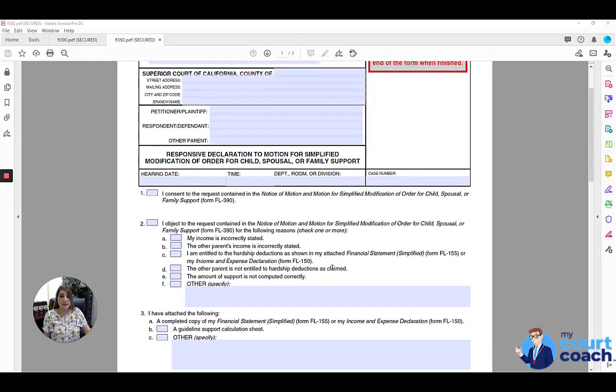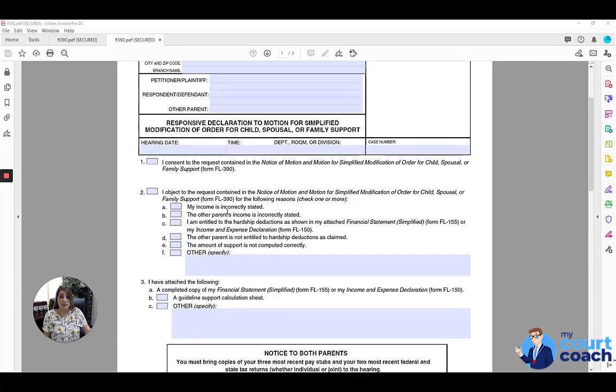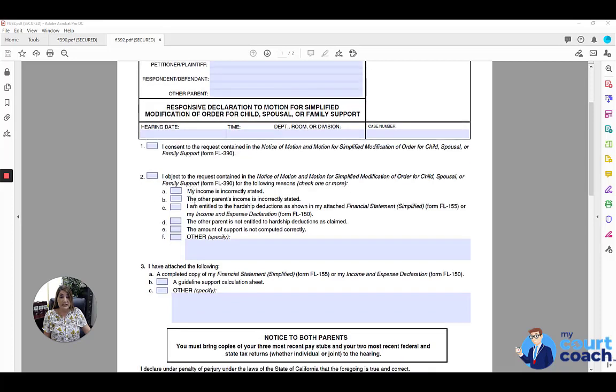You are either going to be consenting to the request to modify support or not. If you do consent to that request, then you would simply mark box 1. If you do not consent to that request, mark box 2. This states that you're objecting to the request to modify the support order. Below that are reasons that you may be basing your objection on.